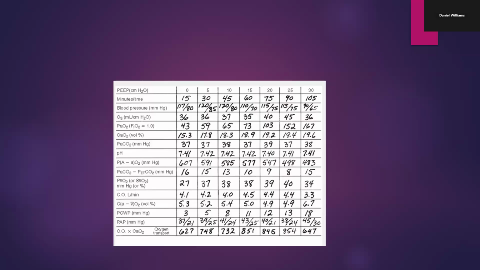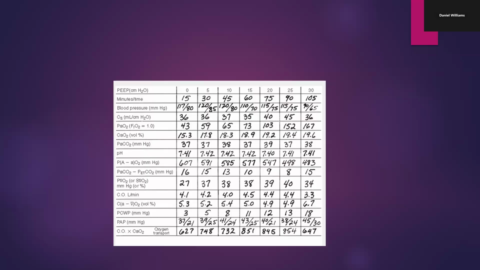And it's going to be different from patient to patient. You just have to make sure that you understand what the normal values are for each of these, if they increase or decrease, what that tends to indicate, and then apply that knowledge to looking at the overall PEEP titration study.